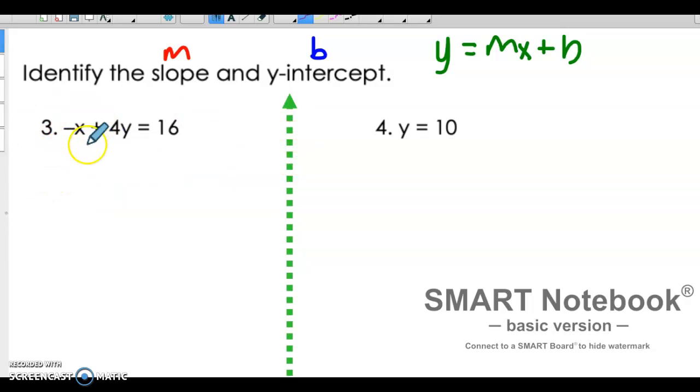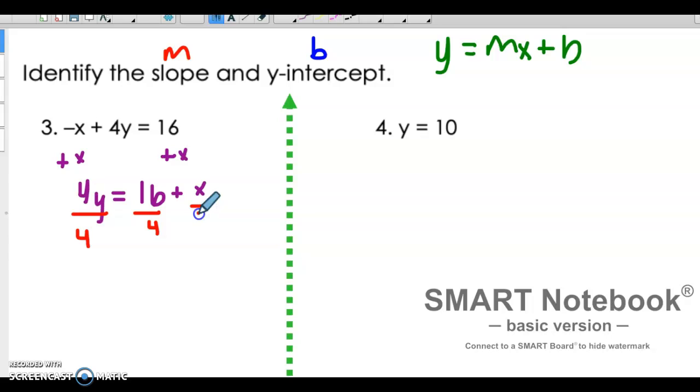Here we have this negative x, so to move it to the other side, we're going to add it. So we're going to add x to both sides of the equal sign. We get that 4y is equal to 16 plus x. Now we want to get just y by itself. So this is 4 times y. We need to divide all 3 terms by 4.